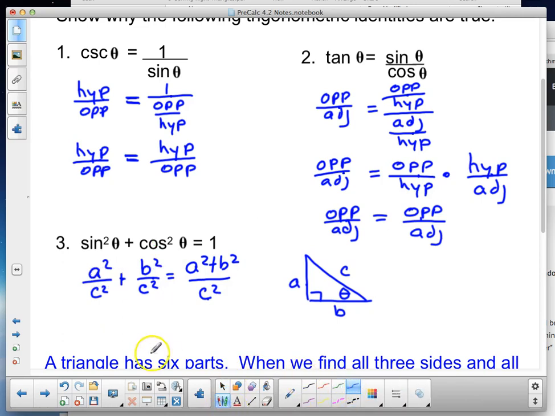Okay. So by substitution, I know that that is the same as c squared over c squared, and that's going to equal 1, because Pythagorean theorem-wise, a squared plus b squared is equal to c squared.